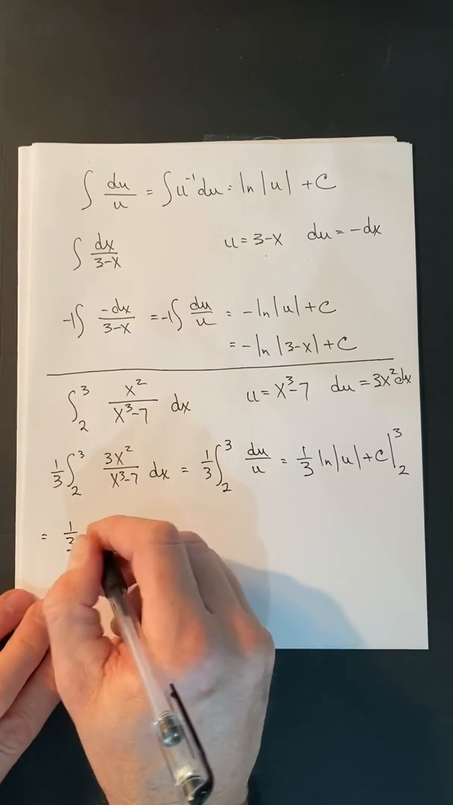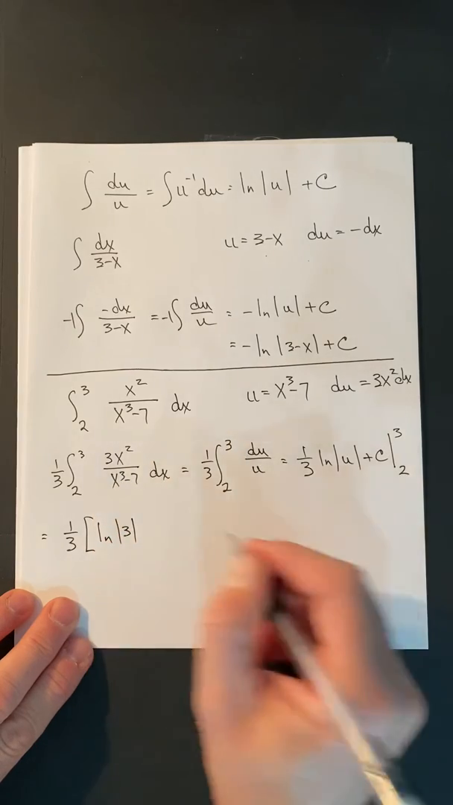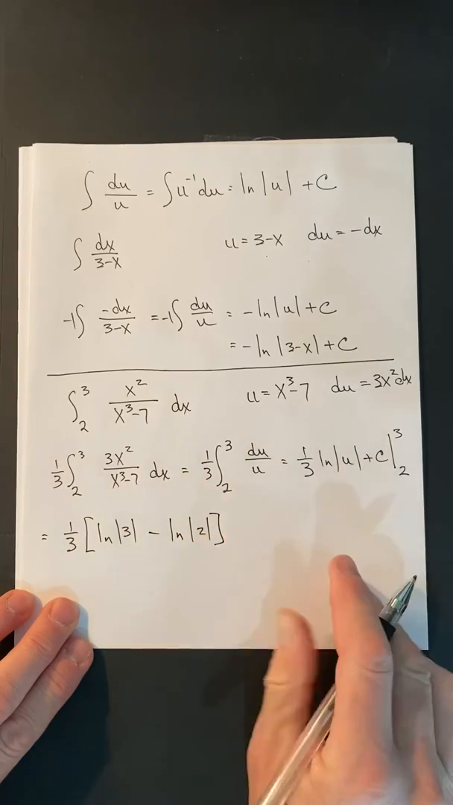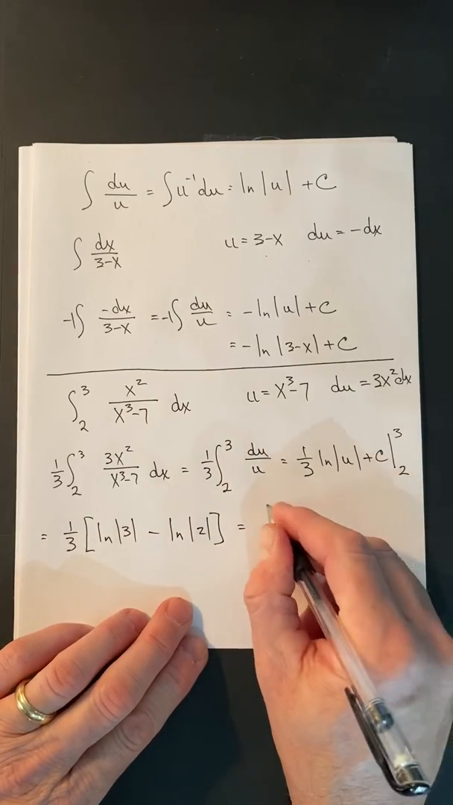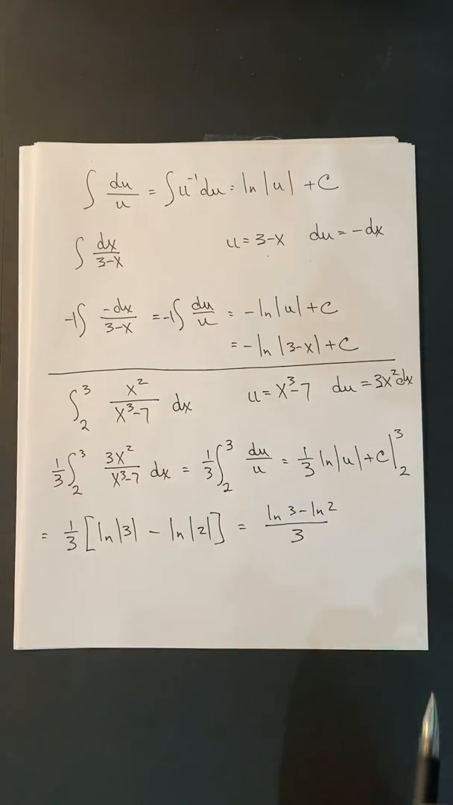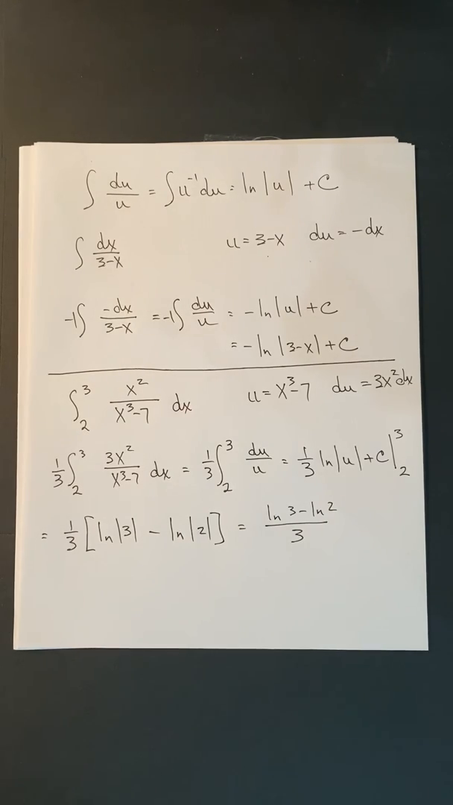So I'm going to have 1/3 times the natural log of 3 minus the natural log of 2. Okay? Well, 3 and 2 are already positive. So really, this boils down to ln of 3 minus ln of 2 all over 3. And of course, I can plug in ln of 3 and 2 into my calculator and get the final answer, right? But I'm not going to at this point. That just introduces round off error and things when I'm looking at that.